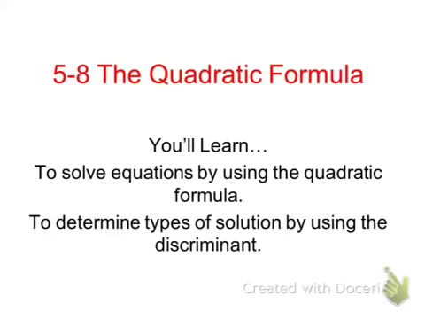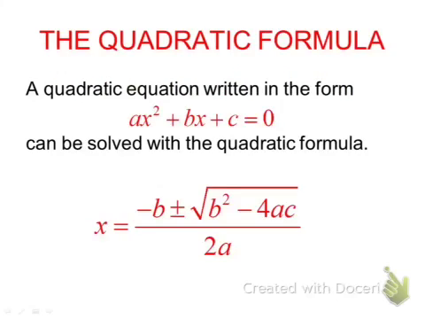So let's get started by introducing the quadratic formula itself. The quadratic formula is derived by solving the equation ax squared plus bx plus c equals 0 in its generic form, and it translates into this formula here. This is called the quadratic formula: we're going to see the opposite of b, plus or minus the square root of b squared minus 4 times a times c, and then this entire quantity will be divided by 2a.